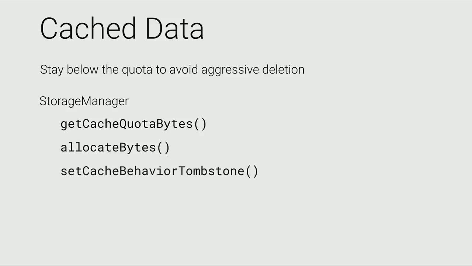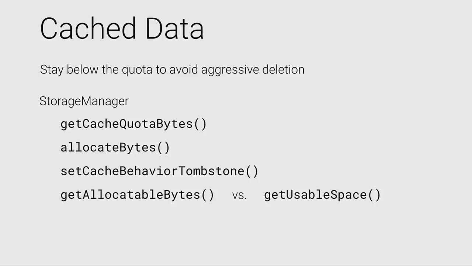You can also use something called set cache behavior tombstone. This is very useful for your app to be able to tell the difference between a file that was never cached and a file that was cached but deleted. So when you set that behavior and the system deletes some of your files in your cache, it will truncate the file. So the file will still be there, but the size will be set to 0. That tells you that the cache was deleted by the system. And finally, the usable space and the allocatable space are different.